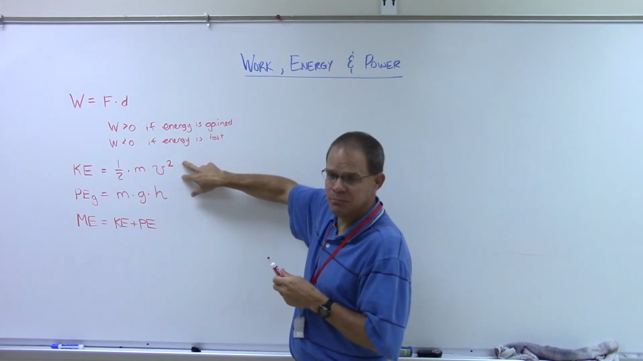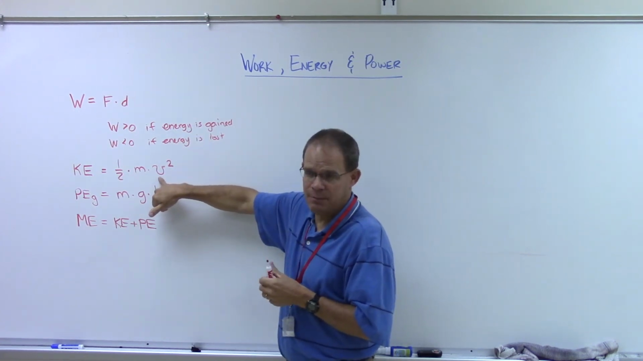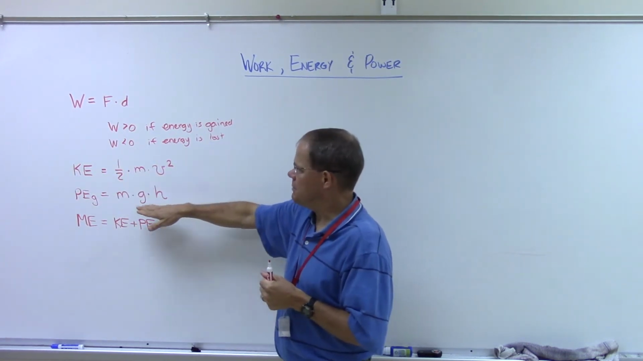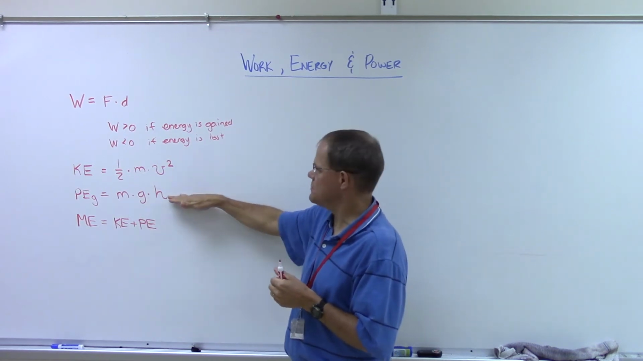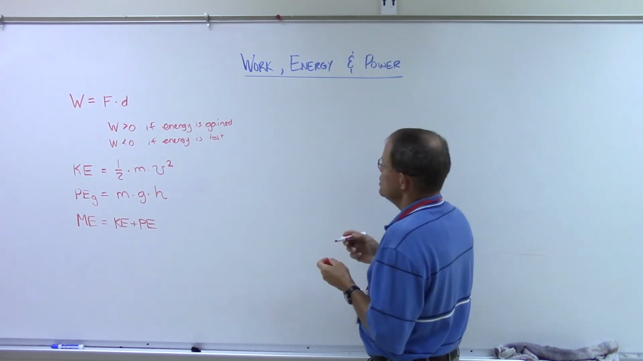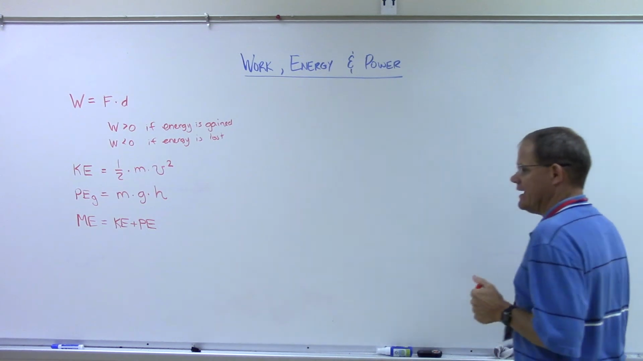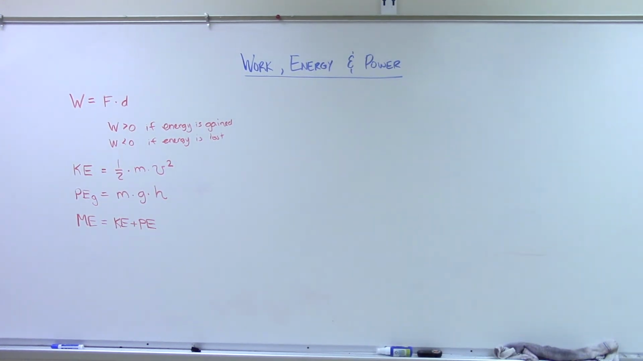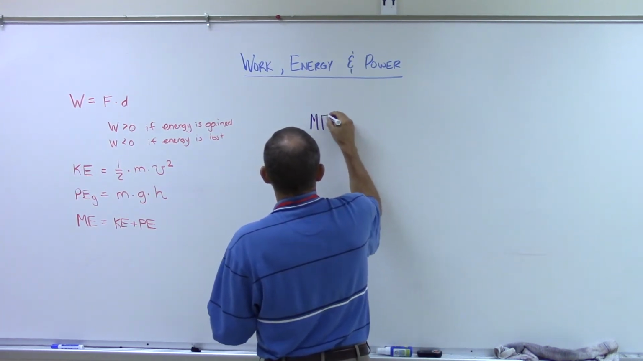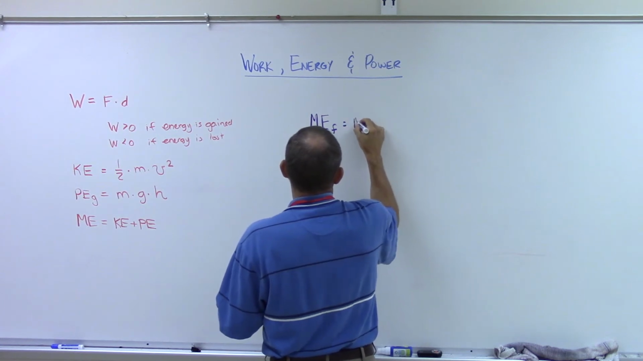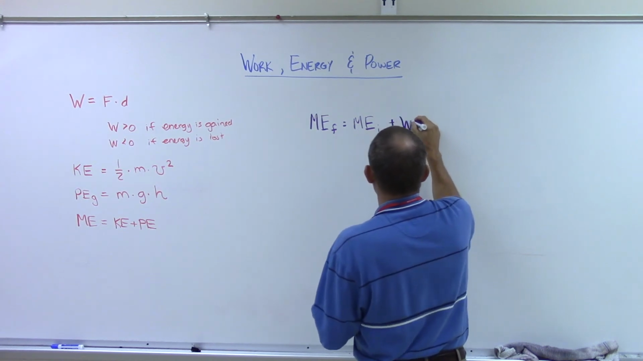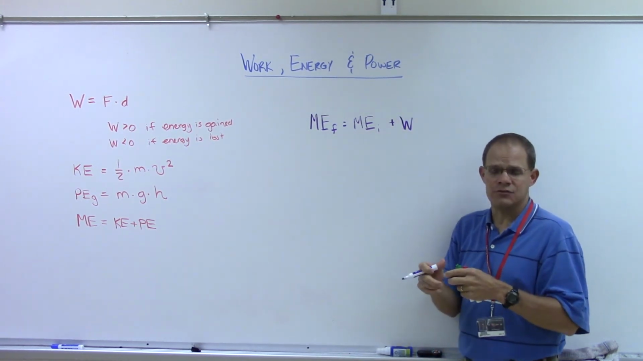Kinetic energy can never be negative because velocity can be negative, but when it's squared, it's positive. Mass can never be negative, so kinetic energy is always positive. But potential energy can be negative if you are below your reference point. And work can be negative if energy is transferred out of your system. Okay? So that led us to what is really just the big idea for the unit. And the big idea for the unit is that the mechanical energy you have at the end of a process will be equal to the mechanical energy you have at the beginning of the process, plus any energy which is transferred into or out of your system.